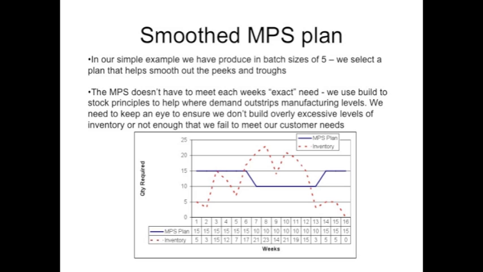In our simple example, we have to produce in batch sizes of 5. We select a plan that helps smooth out the peaks and troughs. The MPS doesn't have to meet each week's exact demand. We use build-to-stock principles to help where demand outstrips manufacturing levels.